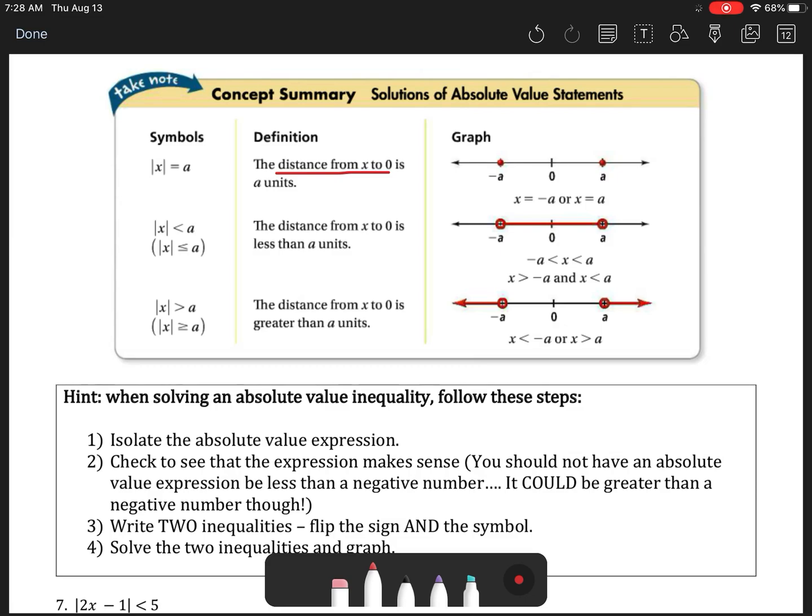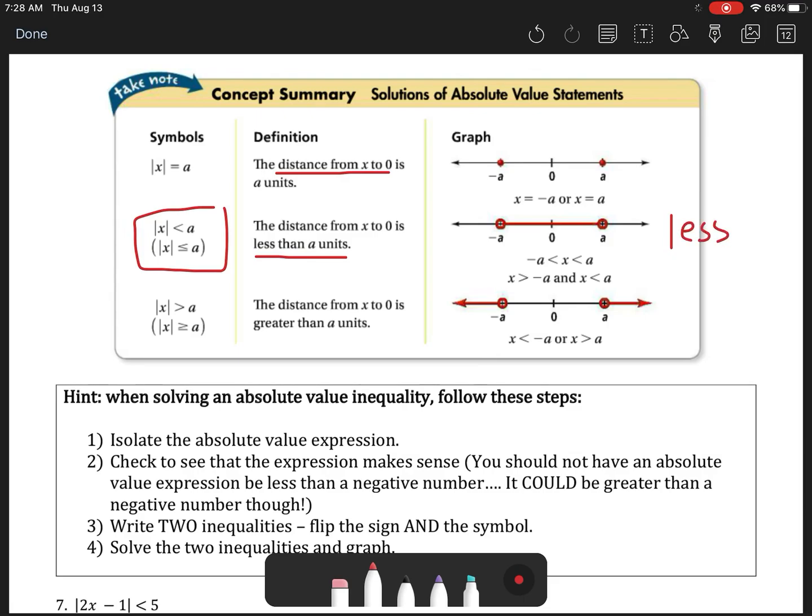Now there's a lot of tips and tricks that I'm going to tell you guys throughout the video. Remember, you can feel free to pause as we move along, okay? If we have the symbol with any sort of less than, we're going to be looking at x, the distance from x to 0, is less than a units, okay? So it actually creates this little dumbbell effect, so they are connected, just like an and statement, okay?